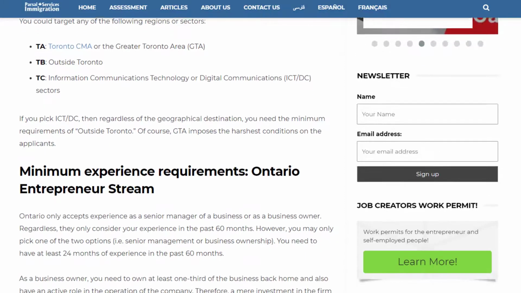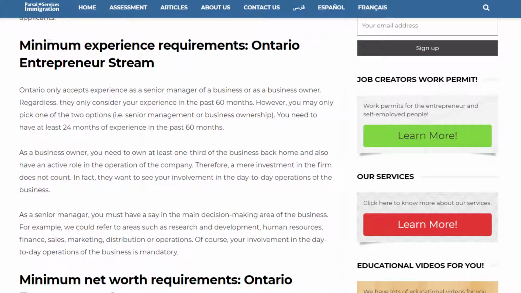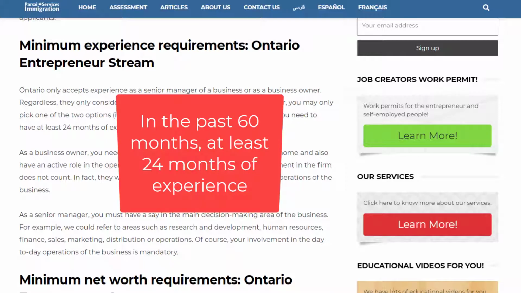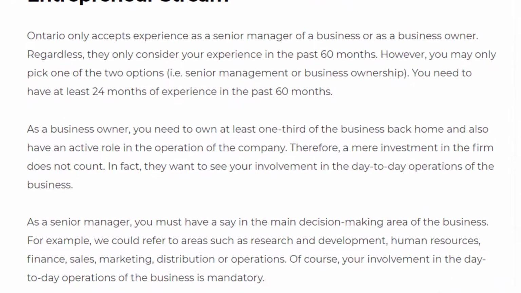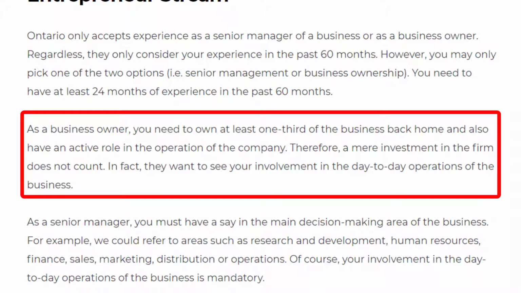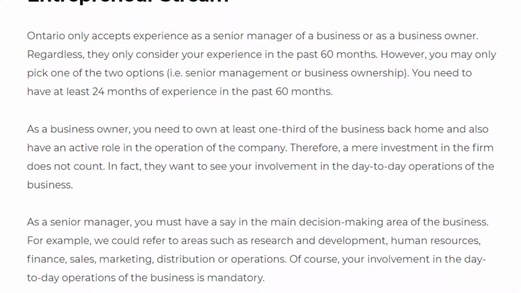So in terms of the experience, you need to show that in the past 6 months prior to submitting your application, you have at least 24 months of experience, either as a business owner or as a senior manager of a business. As a business owner, it means that you owned at least 1/3 of the business back home, and also you had an active role in the operation of the company. So they are not looking for investors in businesses. They want to make sure that you also played an important role in that business.